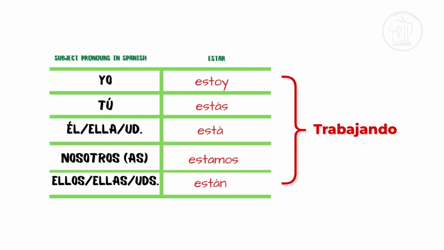So if we were to say, I am working, you will have to say, yo estoy trabajando. Tú estás trabajando. Él está trabajando. Ella está trabajando. Usted está trabajando. Nosotros estamos trabajando. Ellos o ellas están trabajando. Ustedes están trabajando.